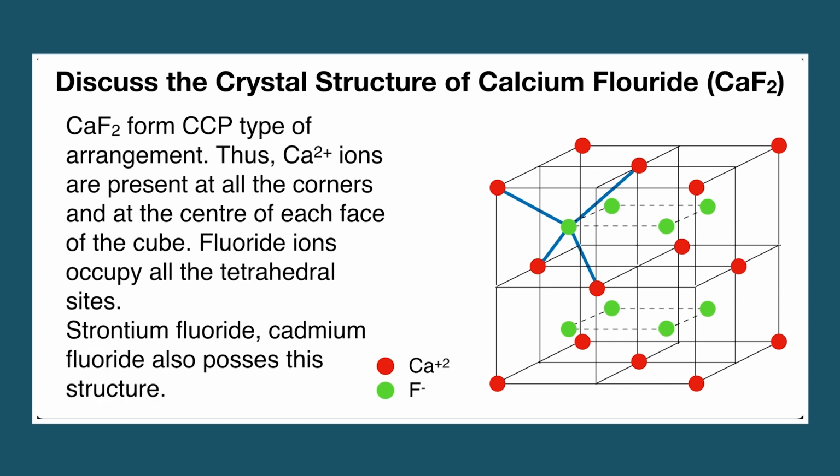Since there are 2 tetrahedral voids for each Ca2 plus ion and F minus ions occupy all the tetrahedral sites, there will be 2 F minus ions for each Ca2 plus ion. Thus, the stoichiometry of the compound is 1:2.